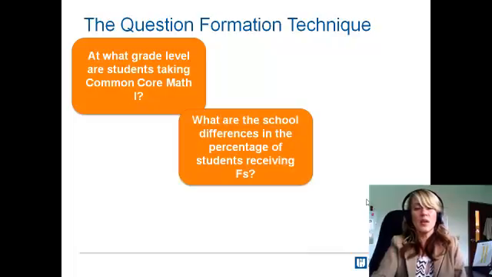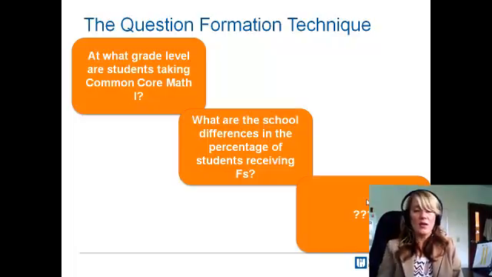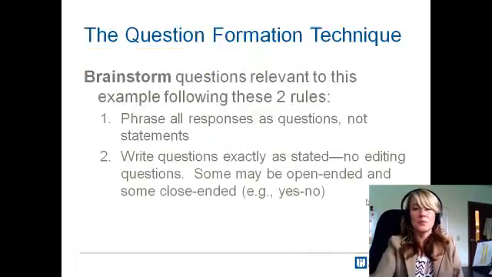We may brainstorm an additional question, what are the school differences in the percentage of students receiving Fs? We could continue down until we have a set of questions that are at the root of our problem. So this is what the question formation technique entails.